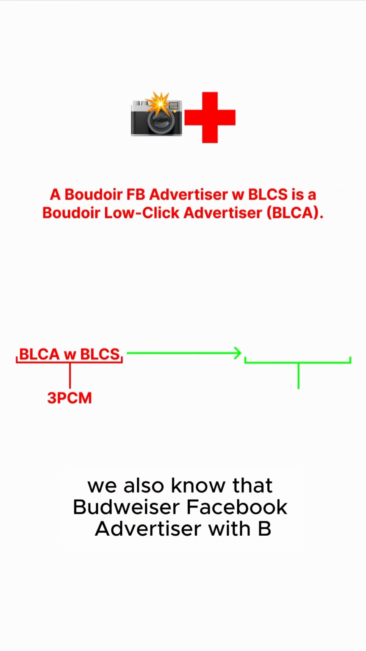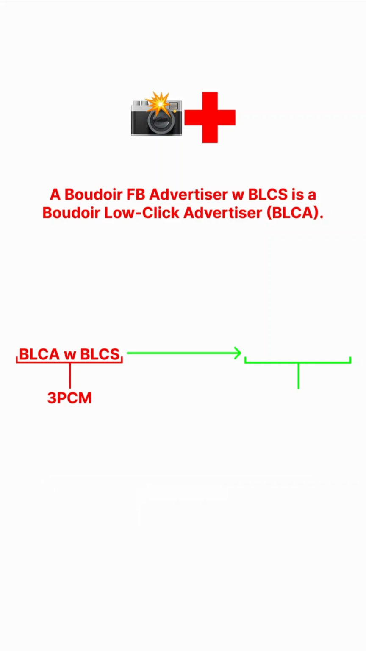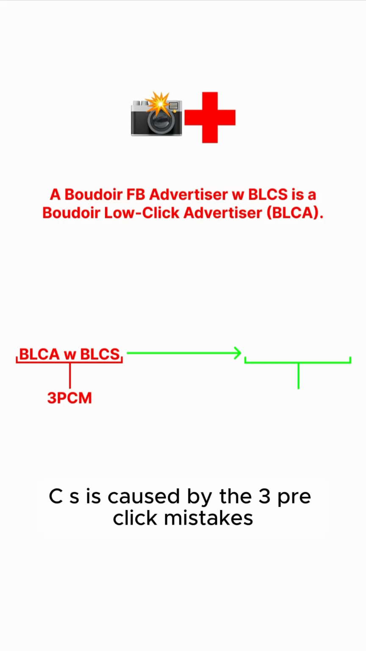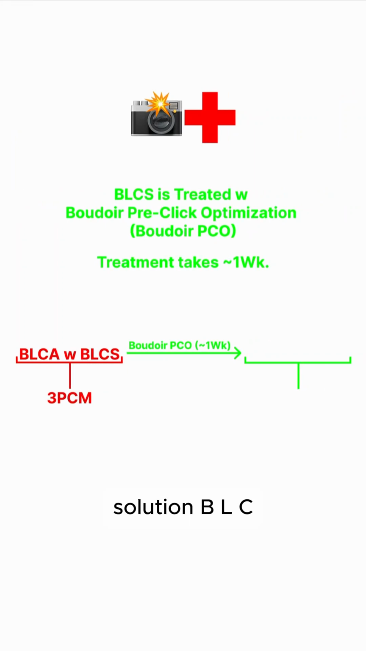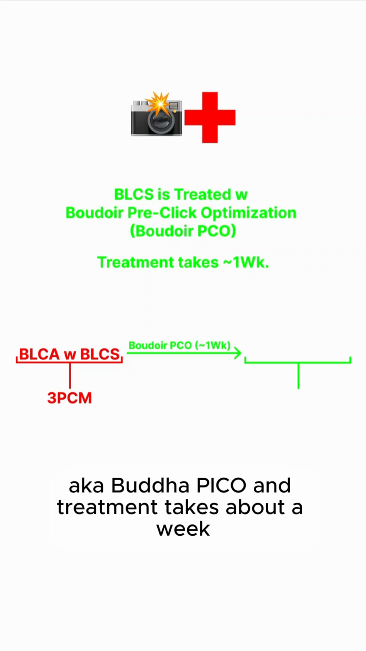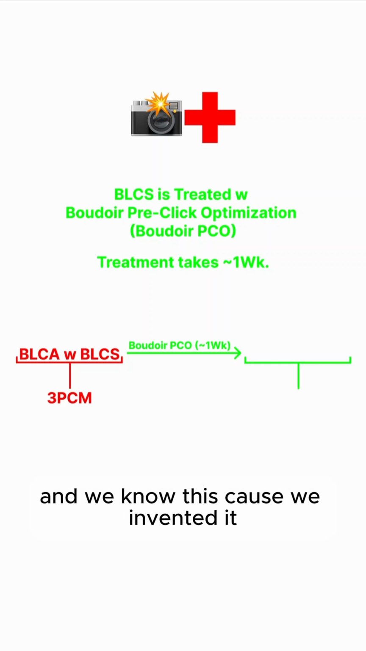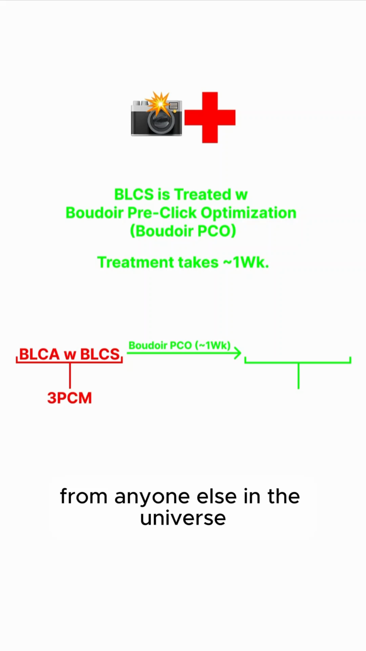We also know that a Boudoir Facebook advertiser with BLCS is a Boudoir low click advertiser, a BLCA. So building our universe here, we've got a BLCA with BLCS caused by the 3 pre-click mistakes. Solution: BLCS is treated with Boudoir pre-click optimization, aka Boudoir PICO, and treatment takes about a week. We know this because we invented it. You can't get this anywhere else from anyone else in the universe.